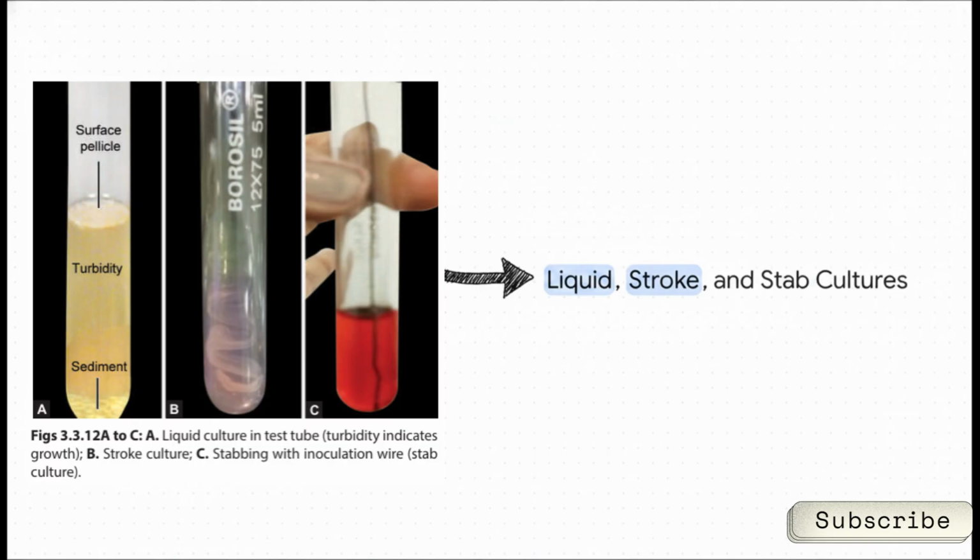And finally, in a stab culture, the wire is literally stabbed straight down into a semi-solid agar butt. Like we talked about earlier with that 0.5% agar, this exact setup is used to test for bacterial motility.